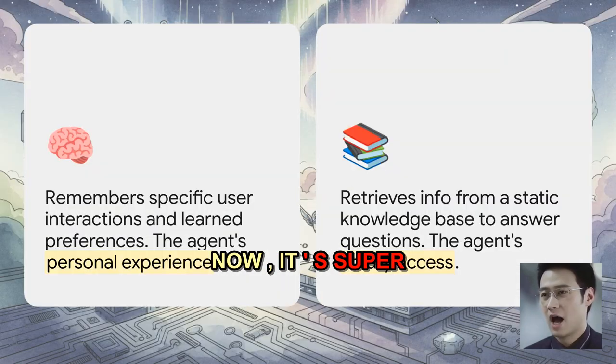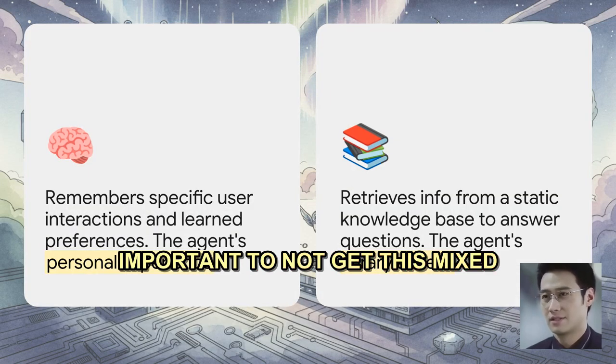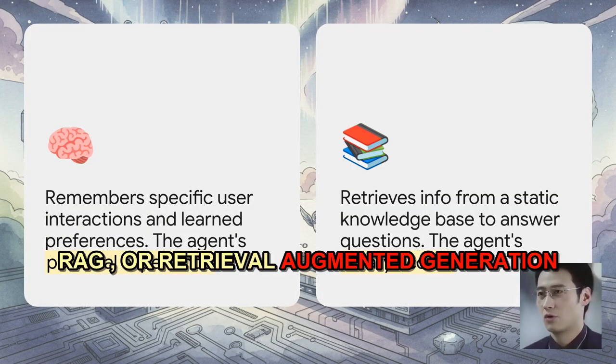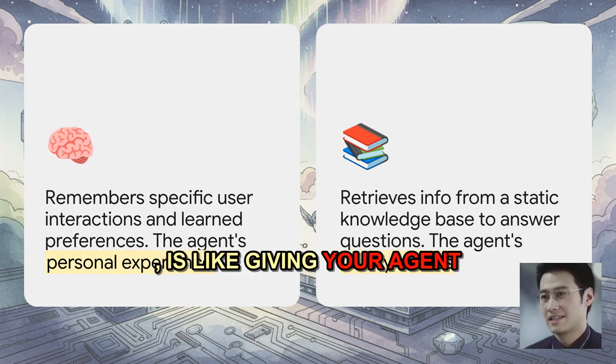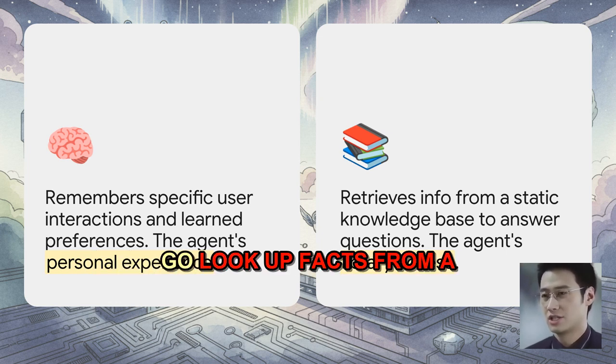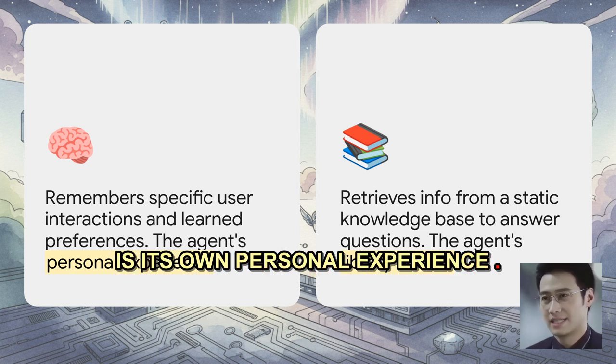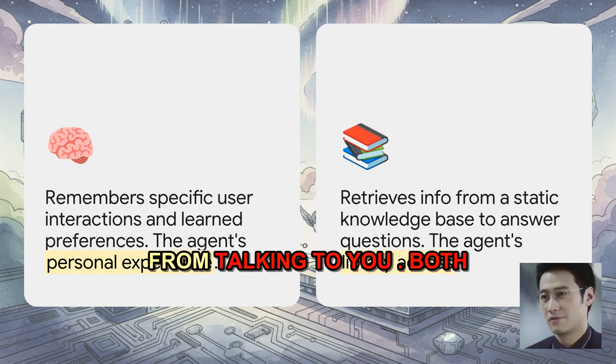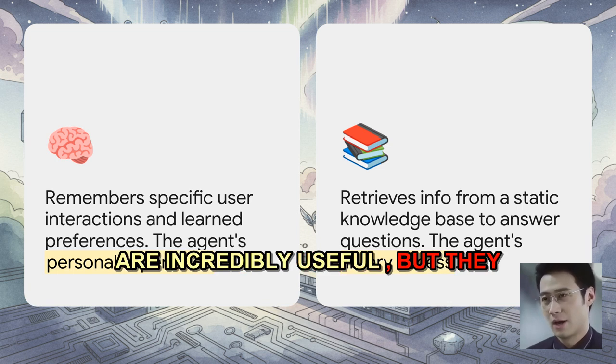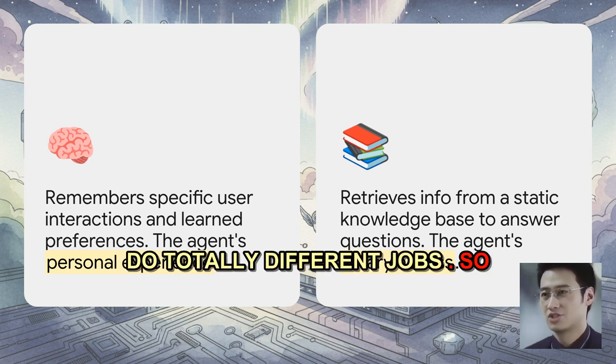Now, it's super important to not get this mixed up with something like RAG. RAG, or Retrieval Augmented Generation, is like giving your agent a library card so it can go look up facts from a book. Long-term memory, on the other hand, is its own personal experience. It's what it remembers from talking to you. Both are incredibly useful, but they do totally different jobs.